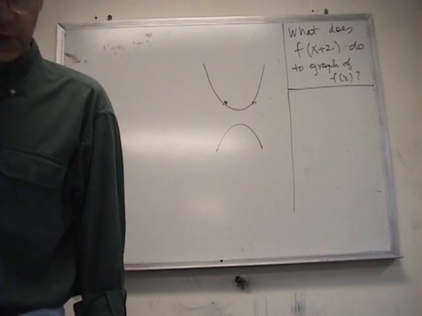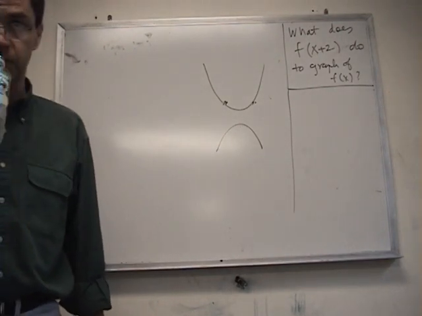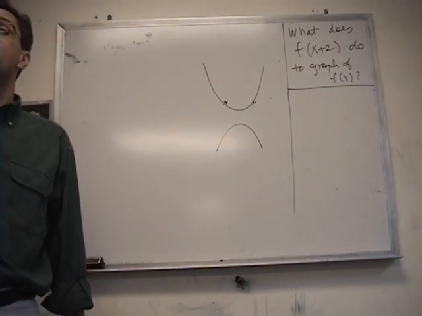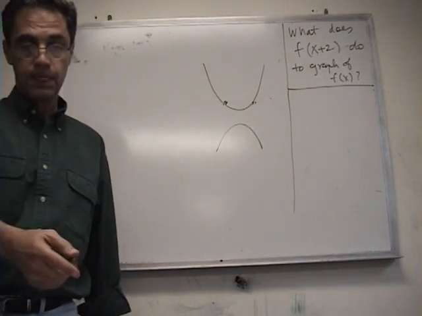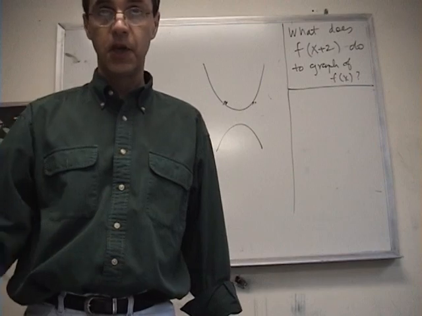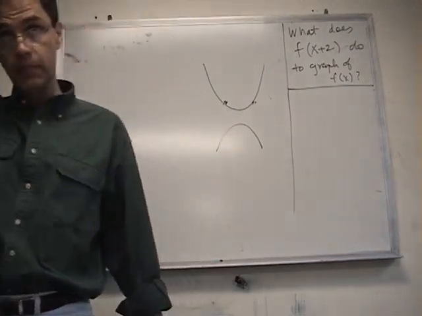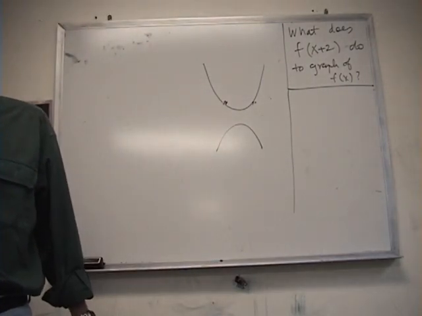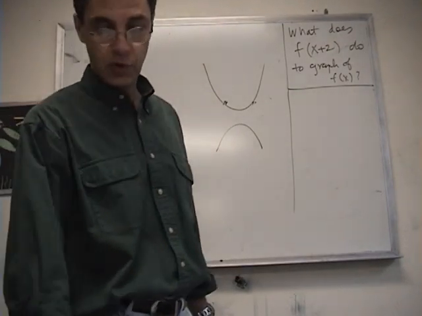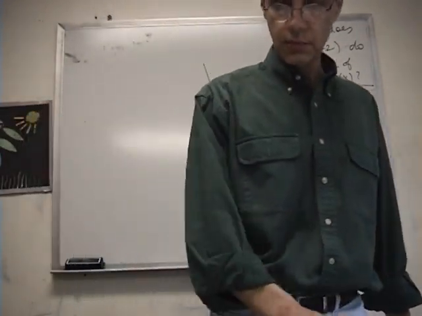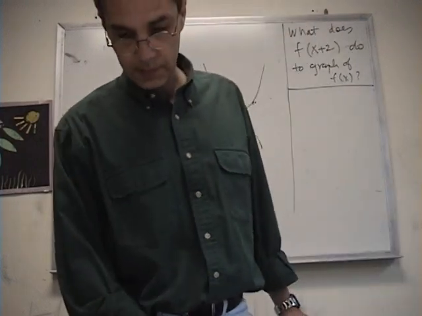So what does f of x plus 2 do to the graph of f of x? I think it moved it over to the left. Shifts it left by 2. So then point 2, -1, when it's shifted to the left by 2, becomes 0, -1. Correct. Choice C. Okay.